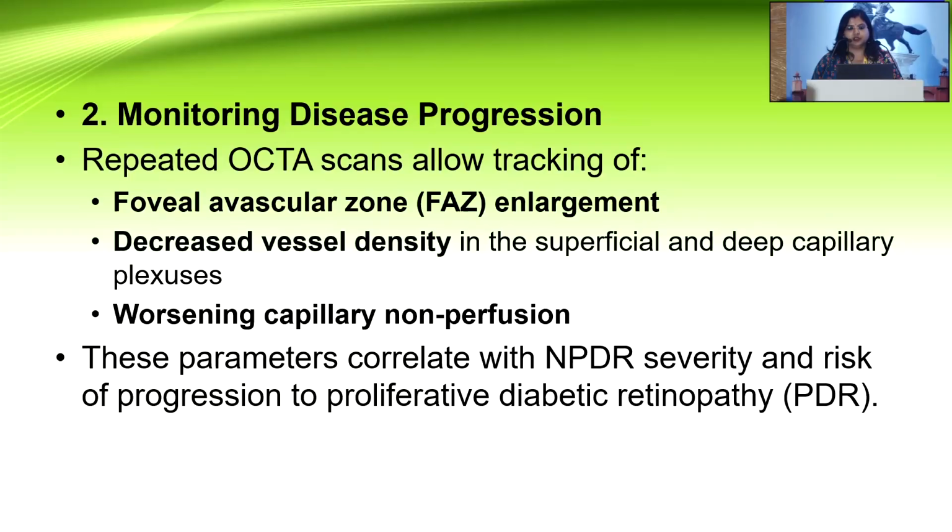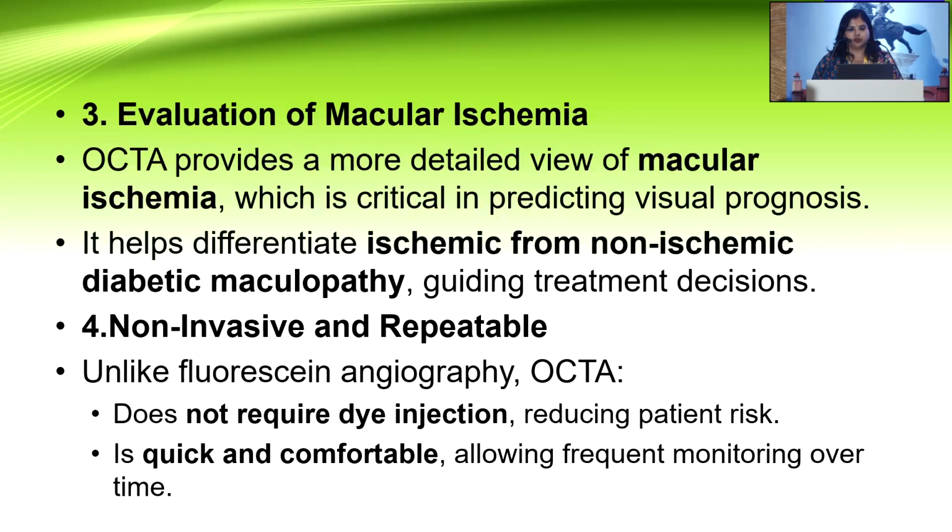With repeated OCTA scans, they allow tracking of FAZ enlargement, decreased vessel density in the superficial and deep capillary plexus, and worsening of capillary non-perfusion. These parameters correlate with NPDR severity and risk of progression to proliferative diabetic retinopathy. It helps in evaluation of macular ischemia, which is very important in predicting the visual prognosis of a patient. It differentiates ischemic from non-ischemic diabetic maculopathy and guides the treatment decisions. And it is a non-invasive and a repeatable test.